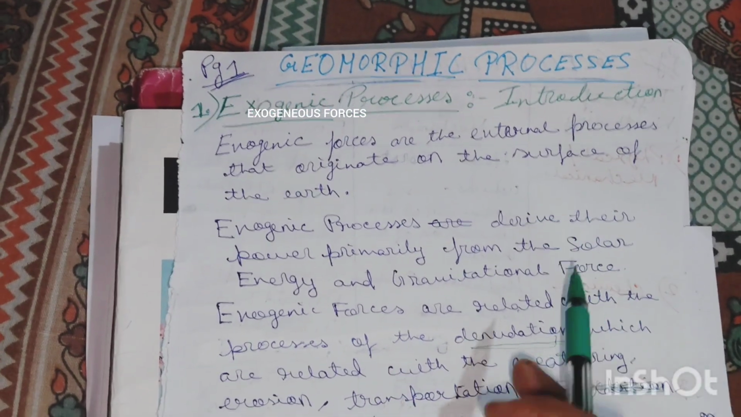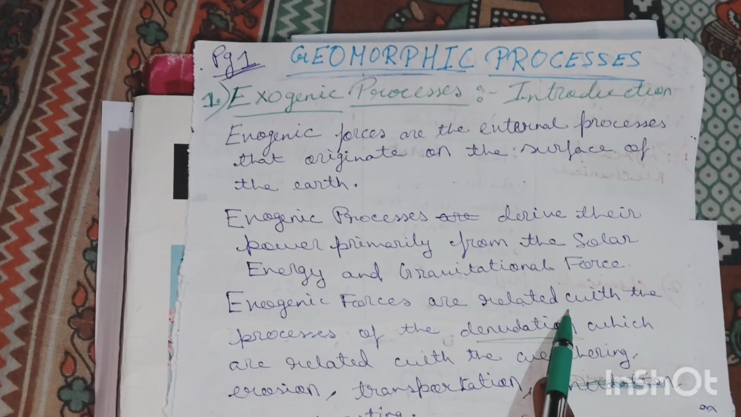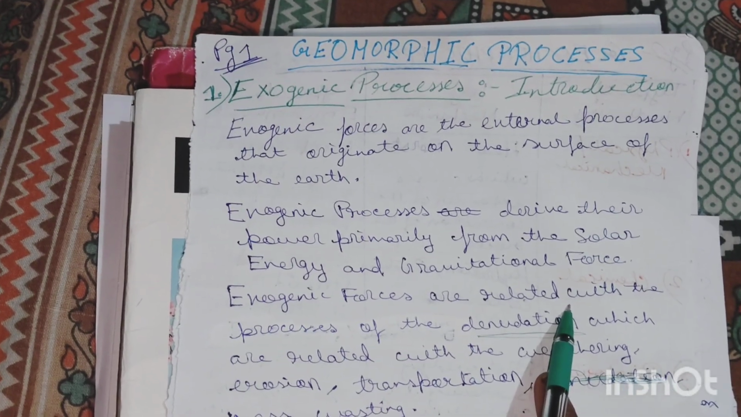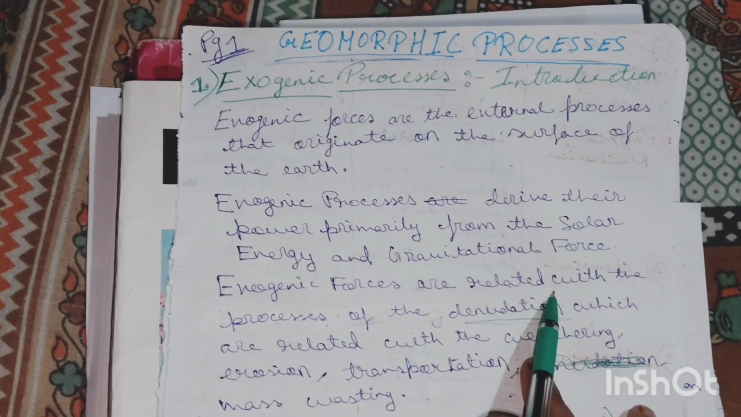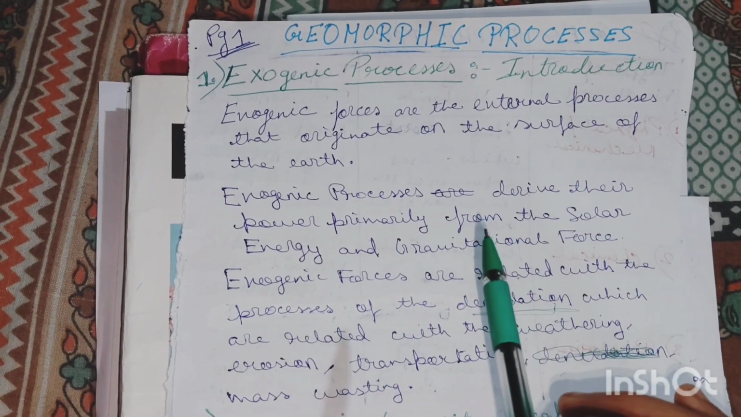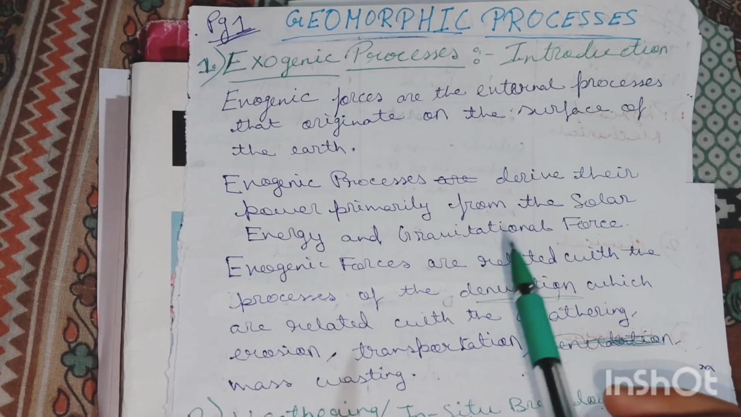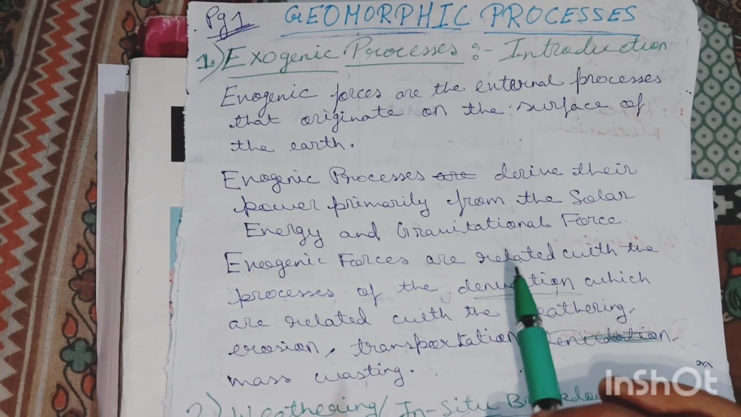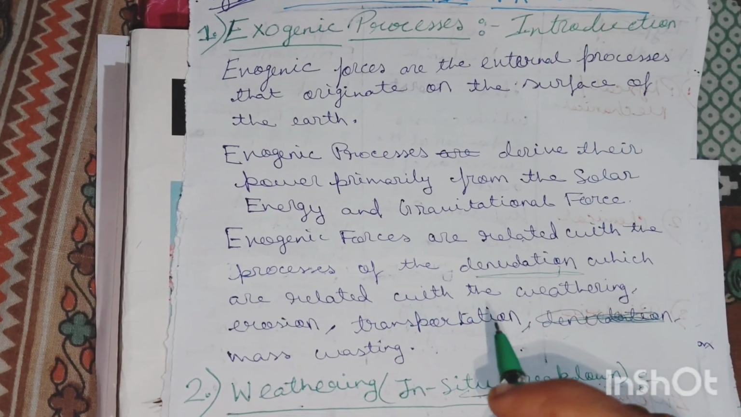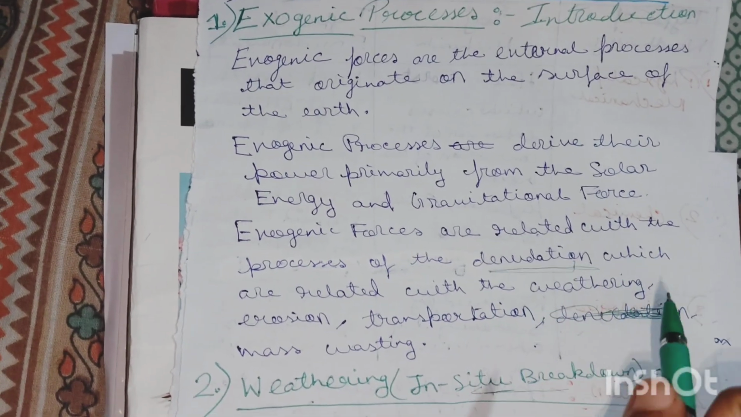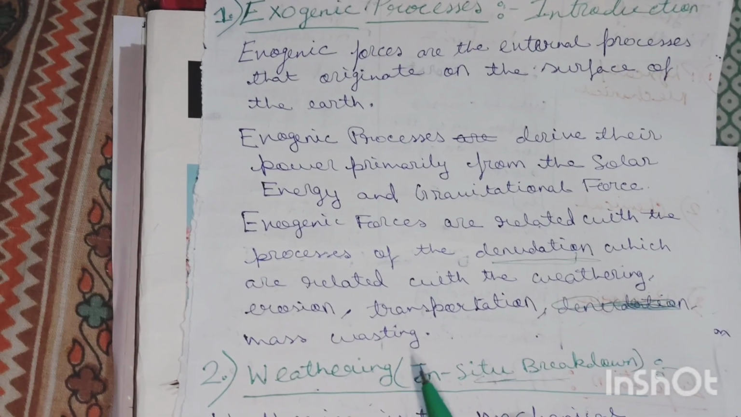Endogenic processes we have completed, but still the part of geomorphic processes is left, that is the exogenic forces. Exogenic forces are the external forces of the earth that act on the surface, and it is primarily due to the processes of the thermal condition and gravity of the earth. It is influenced by denudation, which is weathering, erosion, transportation, and mass wasting.